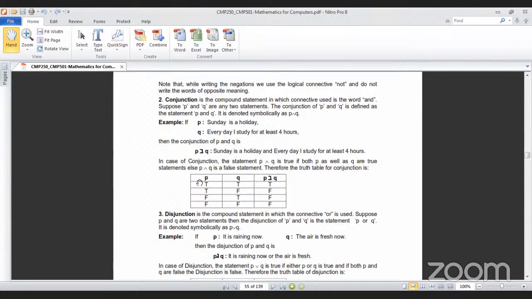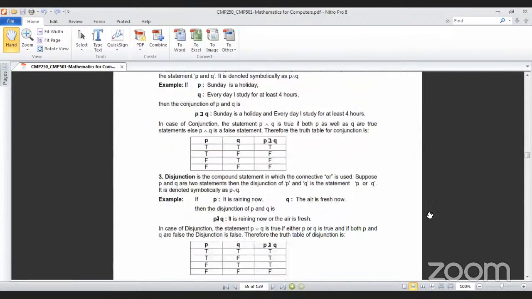Now, in case of conjunction, the statement P and Q, now see over here. If the values of both are true, then the value is true. Otherwise, if one side of the sentence is false, it will always be false. See, if P is T and Q is F, the whole statement becomes a false value. And also for false false, it will always have F value.